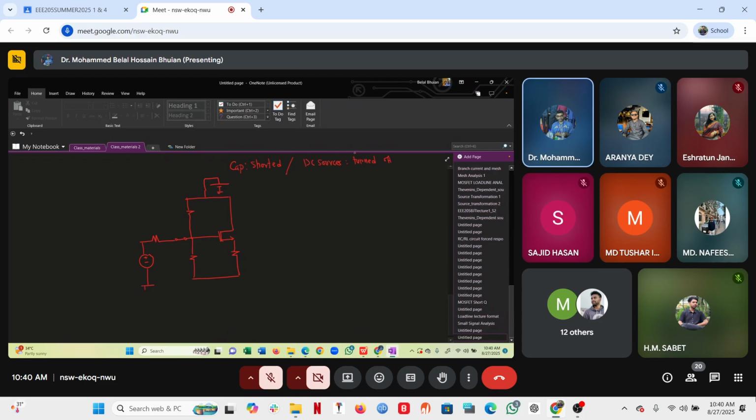And this is the MOSFET, RS, R1, R2, RS, and we take the output from here, V0. So this DC voltage source should be shorted. Okay. Now we can simplify it. Again, R1, R2 are parallel to each other.